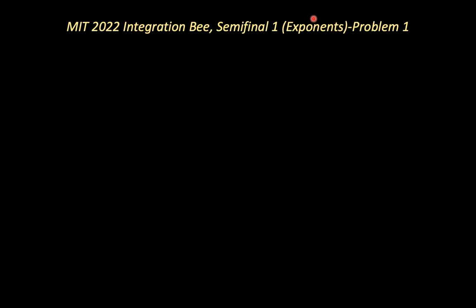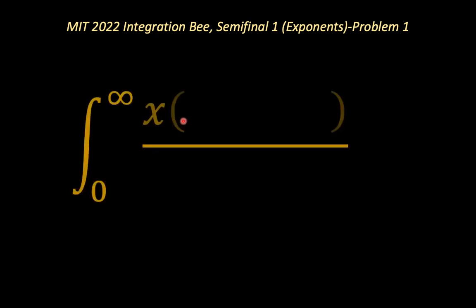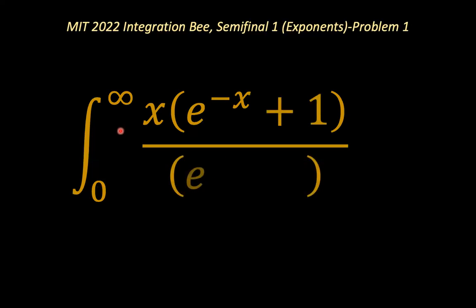So today our problem comes from MIT 2022 Integration B Semifinal, problem number 1. And this is from the topic of exponents. The problem is the integral from x equals 0 to x equals infinity of x times (e to the power negative x plus 1 over (e to the power x minus 1)). So this is a very interesting problem.